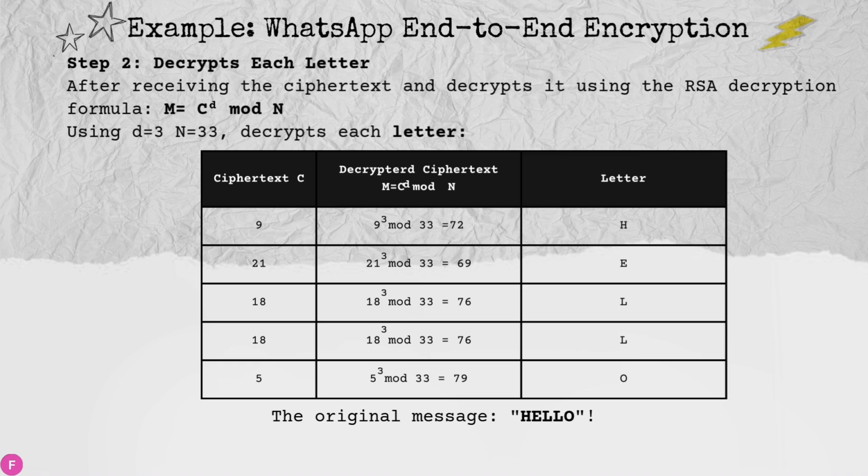So the ciphertext 9 is calculated as 72, which is equivalent to the letter H, and 21 is 69 in ASCII and is equivalent to the letter E. 18 is 76, which is equivalent to the letter L, and lastly, the ciphertext 5 is calculated as 79, which is the letter O. So we get the original message, which is hello. So this successfully completed the decryption of the original message.